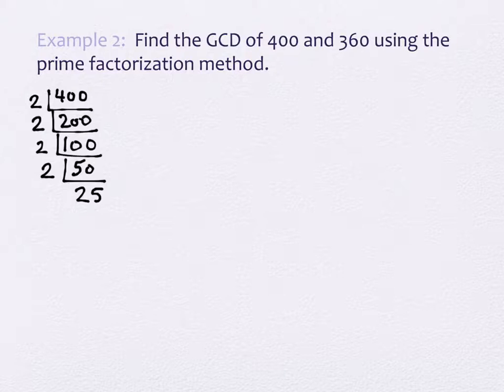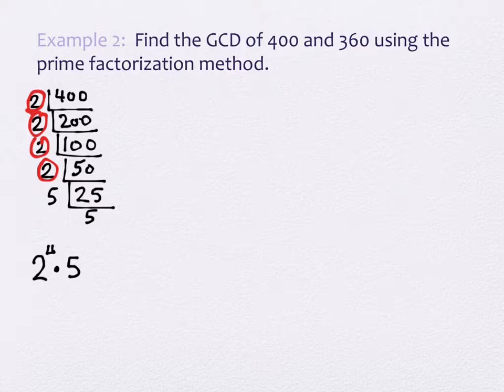Then the next prime number would be 3. Will 3 divide 25? No. The next prime number would be 5, and 5 will work. So the prime factorization here has 2s and 5s. How many 2s do you see? I got 4. Is 4 what you guys have? Yeah. Okay. So this is 2 to the 4th. And how many 5s do you see? 2. So this is 2 to the 4th, 5 squared, just for the number 400.